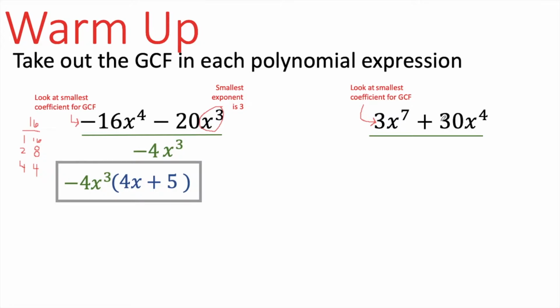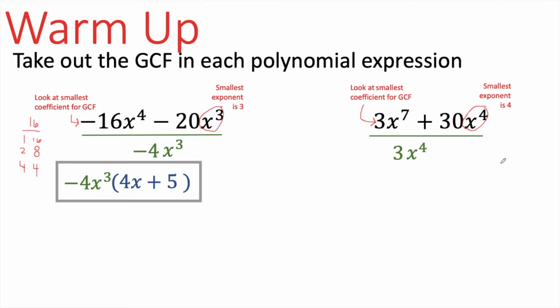When I try that in the calculator, 30 divided by 3 does give me 10. So I know that at least the first part of my GCF is 3. And again, we have x to the seventh, and the other term has x to the fourth. So we're going to take out the smallest exponent. So with the GCF, we'll have the 3, and we'll also have x to the fourth power.